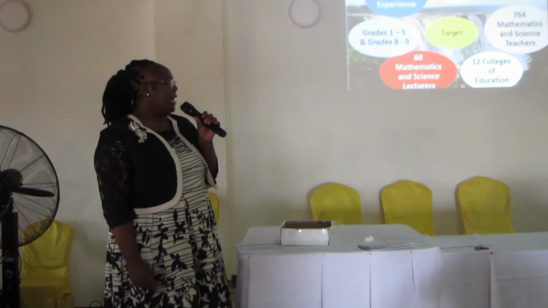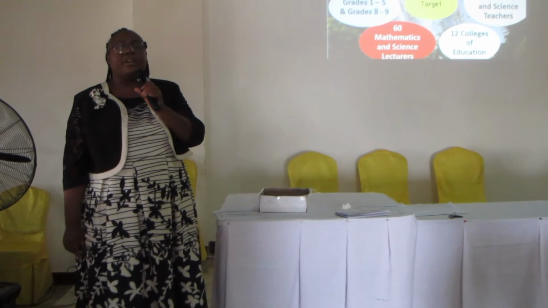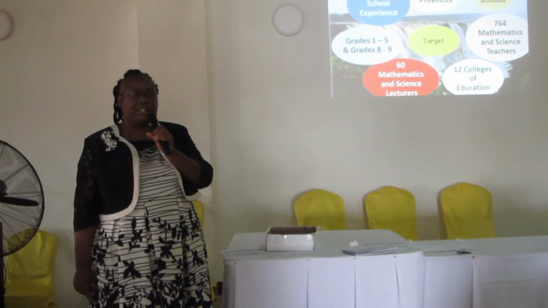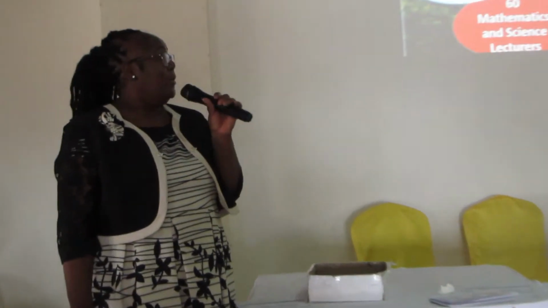So we've identified all the public colleges of education, and these are in all the provinces except the hosting province. Then from the colleges of education, we identified 60 lecturers. Those 60 lecturers were coming as 5 lecturers from each college of education, 1 for maths, and the other 4 are for sciences. The science was broken down into 4 categories. We have biology, physics, chemistry, and agricultural science.